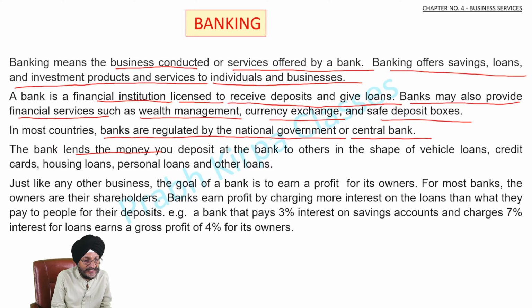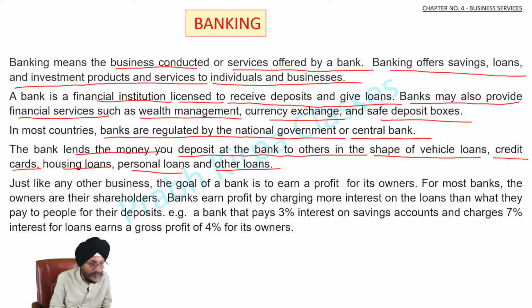The bank lends the money you deposit at the bank to others in the shape of vehicle loans, credit cards, housing loans, personal loans, and other loans. How does the bank earn profit? Just like other businesses, the goal of the bank is to earn profit for its owners or its shareholders. For most banks, the owners are shareholders.